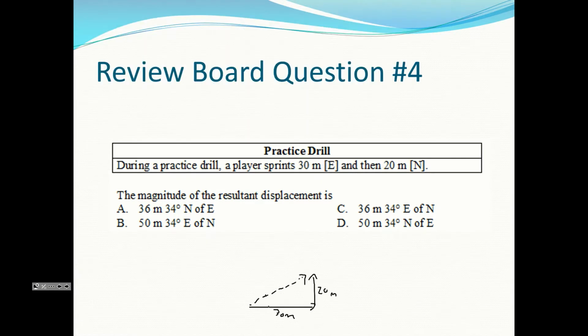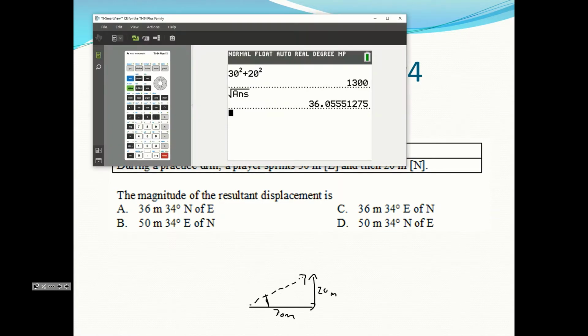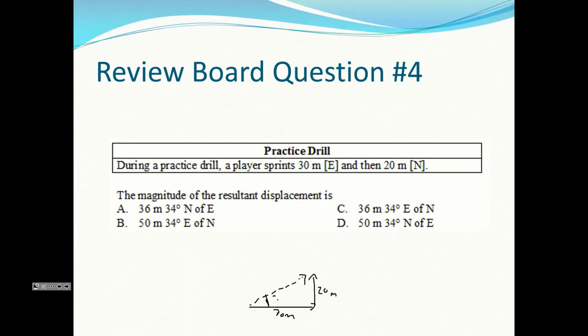And then the way that I drew it here, this would be opposite and adjacent. So I would have to do tan inverse of opposite over adjacent. Like that. So this is 34 degrees. And this is north, east, south. So I'm not going directly east, I'm going 34 degrees north of east. So A would be the correct answer.